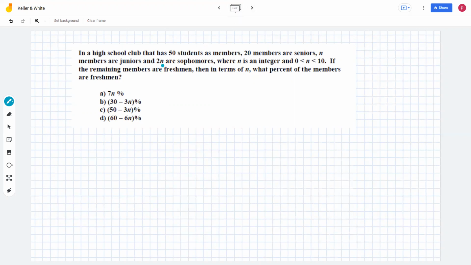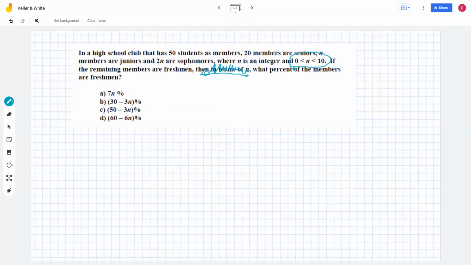Okay, I see an n in the question. I see n's in the answer. Even this phrase here, in terms of n, warns me that the answer choices are algebra, but we're not going to do it that way. Here's what we're going to do. We're going to make up a number. And when you make up your number, write it down. But we can't just make up any old number. We have to pick a number between 0 and 10.